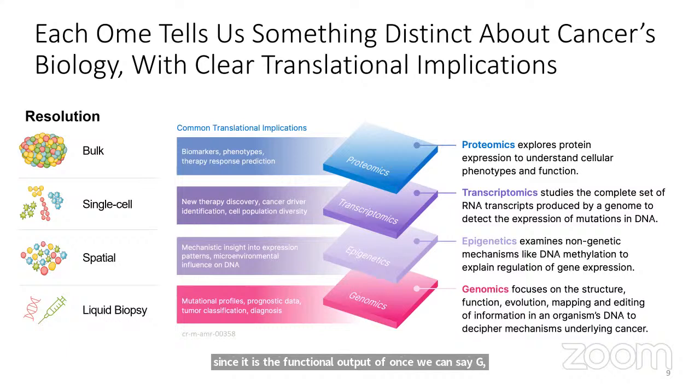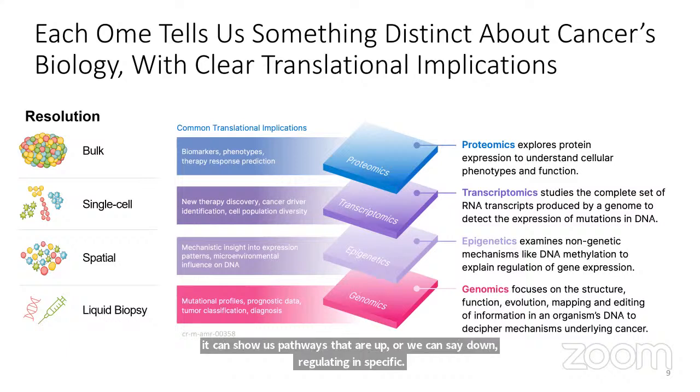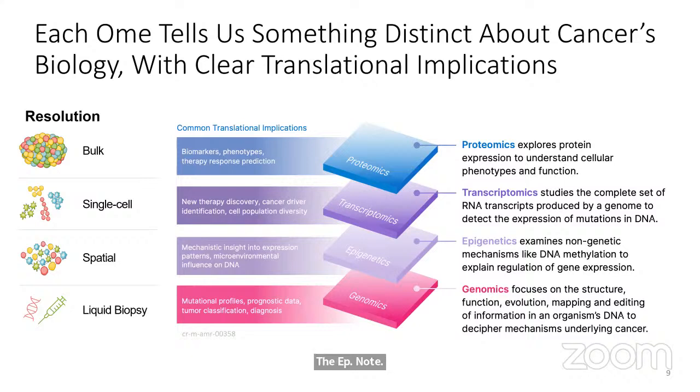The epigenome adds an explanatory, mechanistic dimension to RNA expression, and it can further refine tumor classification. And finally, the proteome, which is the closest to the cellular phenotype, can provide biomarkers and other phenotypic information that can predict therapeutic responses. So this is how we should integrate our further research using omics.